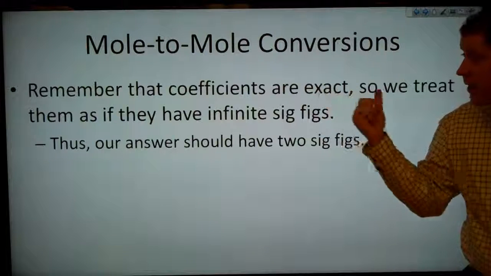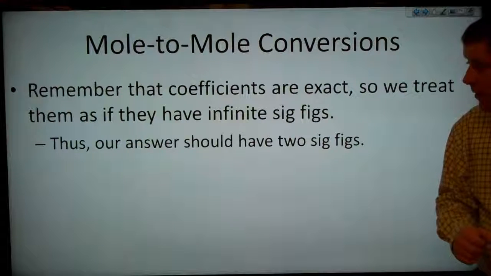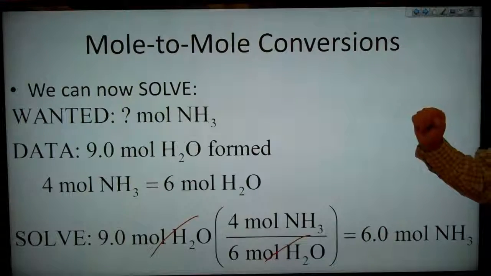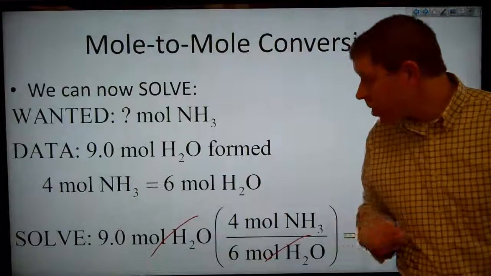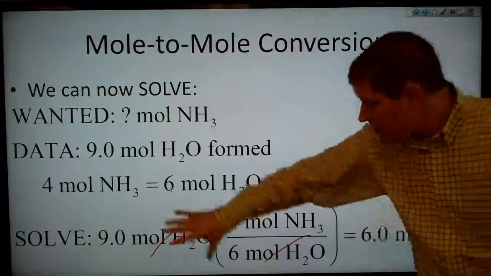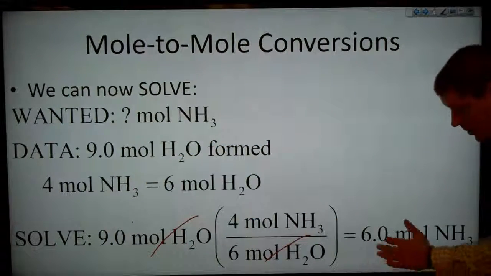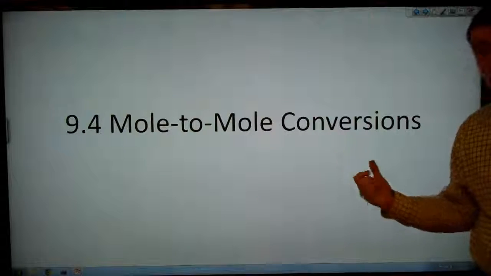Remember that coefficients are exact, so we're going to treat them as if they have an infinite number of sig figs, and thus our answer should have 2 sig figs, because if we go back, we're given 2 sig figs in 9.0 moles of water formed. This 4 is exact, that 6 is exact, and so we have 2 sig figs here, infinite sig figs there, and so our answer has to have 2 sig figs. And that was mol-to-mol conversions.